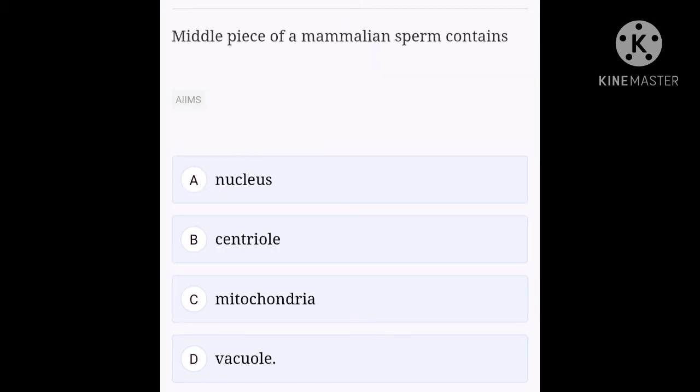Next question. Middle piece of mammalian sperm contains option A nucleus, option B centriole, option C mitochondria, option D vacuole. Middle piece of mammalian sperm contains mitochondria. These are well developed and numerous. And nucleus is present at the sperm head or acrosome. Centriole is present at the neck region, and the correct option is C.